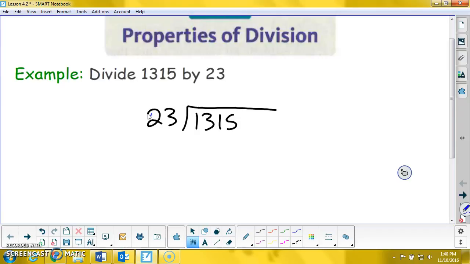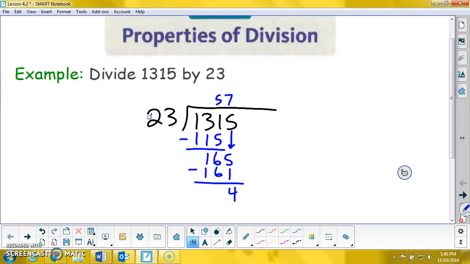How many times does 23 go into 13? None. How many times does 23 go into 131? That would be 5 times. We now take 5 times the 23 and that gives us 115. Subtract these and we get 16. Bring down the 5. How many times does 23 go into 165? That'd be 7 times. Take 7 times 23 and that gives us 161. Subtract those, we get a remainder of 4.